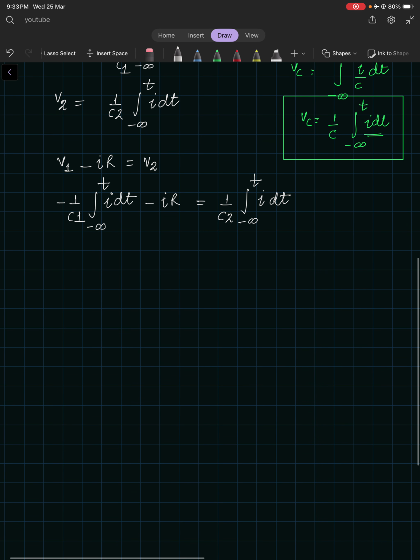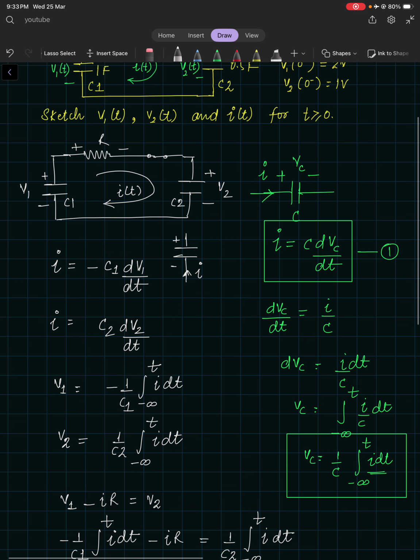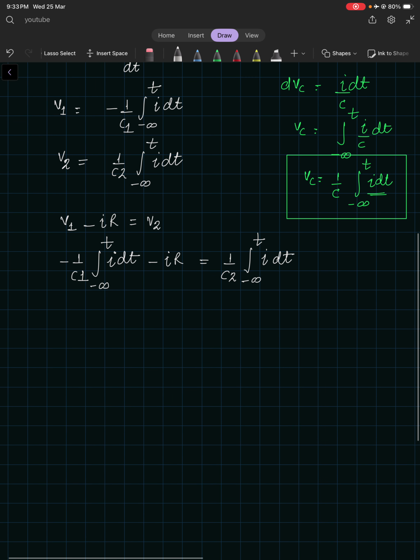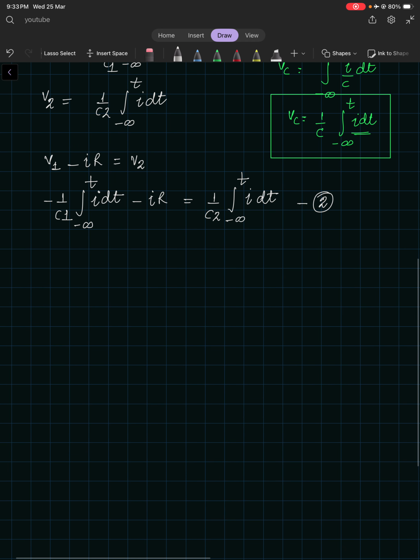So let's differentiate this equation. What is this equation number? Okay, here I have written 1. Let's give it equation number 2, right? If you feel any doubt, please drop a comment.